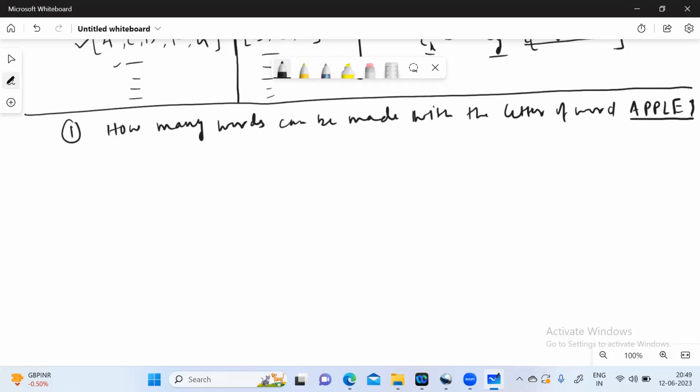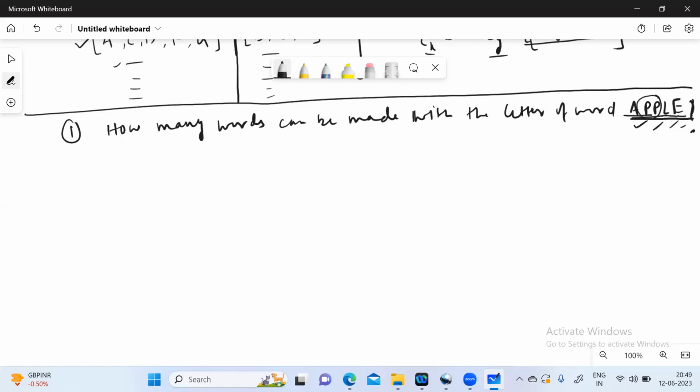ठीक है, लेटर ऑफ वर्ड एप्पल मतलब आपको ये सारे सिलेबल सारे लेटर्स यूज करने हैं. ए एक बार, पी 2 बार, एल एक बार और ई एक बार. सो इससे आप कितने वर्ड्स क्रिएट कर सकते हो? So this is one of the types of complex situation that you get, where you have to arrange objects and one thing is the same, and then you have to arrange. So what will be the answer here? I'll just explain you first and then I'll ask you a similar question again.